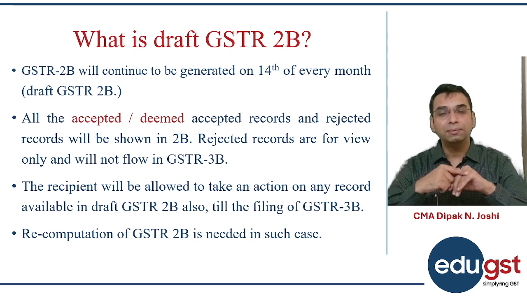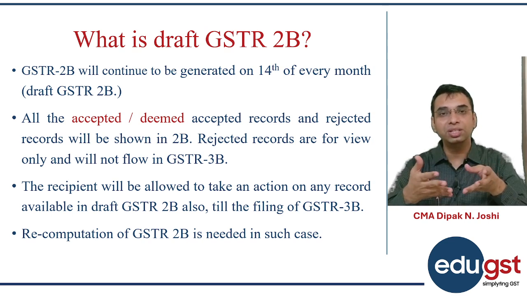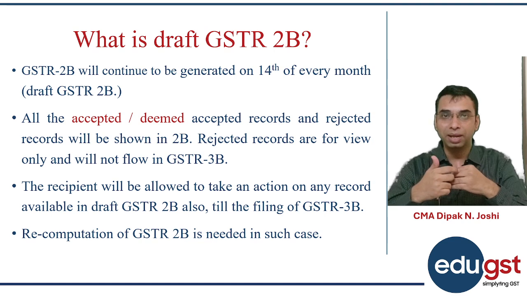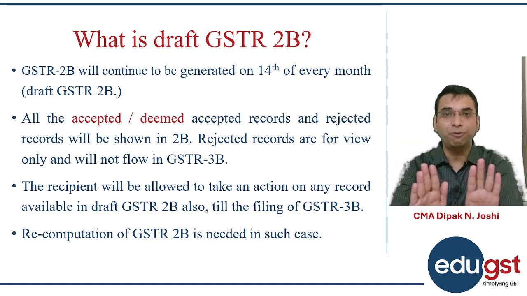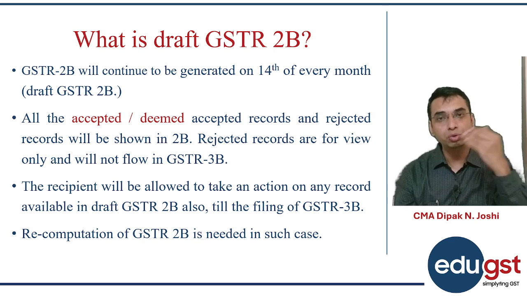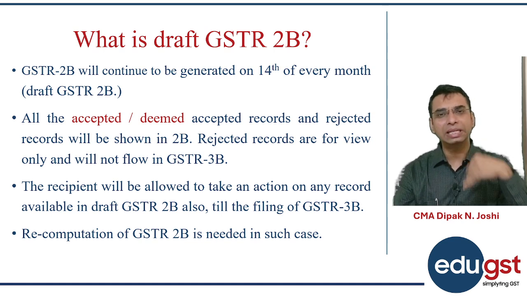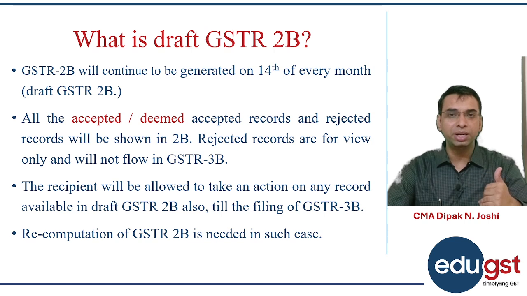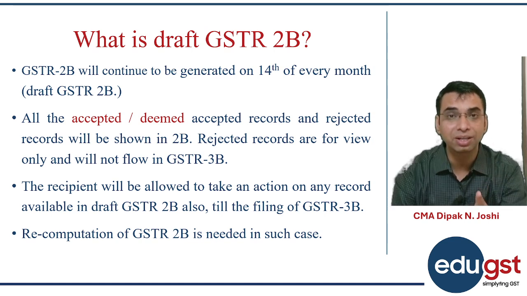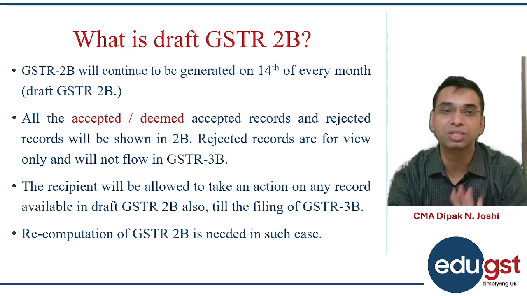As I mentioned earlier, presently on 13th the system generates GSTR 2B based on the return filed by the supplier, and on 14th it is available to the recipient. But that is the final GSTR 2B. Now this is going to change. In future, the system will remain the same: the supplier will file their GSTR 1, and those details will be auto populated in GSTR 2B. But that GSTR 2B will be considered the draft GSTR 2B, not the final GSTR 2B.